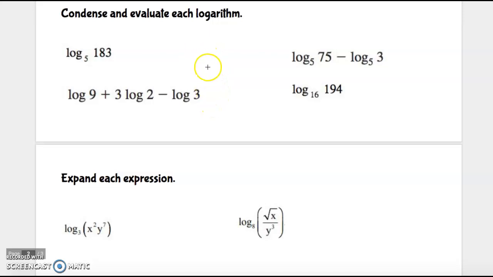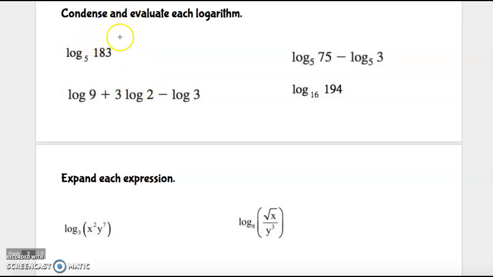All right, we're going to practice some condensing and evaluating logarithms, and then also expanding logarithms. So for this first one, log base 5 of 183, if you know how to change your base in your calculator, feel free to do that, but our change of base formula will always work here as well.